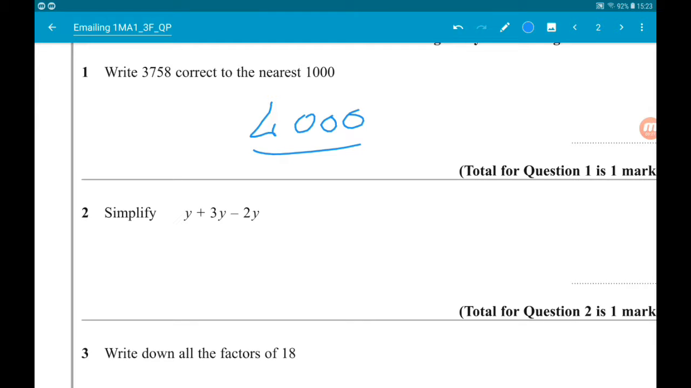Question 2 says to simplify y add 3y minus 2y. Okay, so y add 3y gives us 4y, so we have 4y minus 2y, which is 2y.